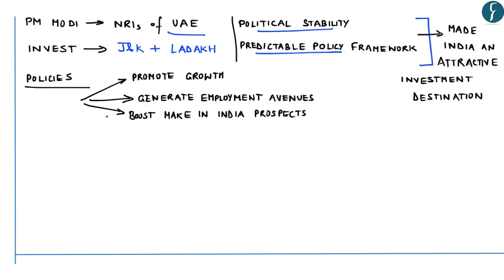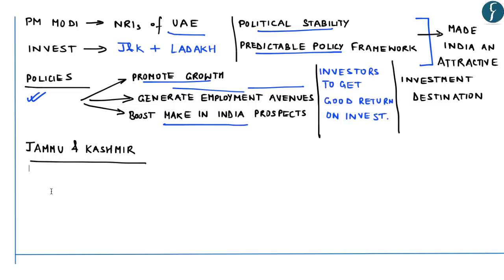Further, to attract investments from UAE, the Prime Minister highlighted that policies in India are framed in order to promote growth, to generate employment avenues, as well as to boost Make in India prospects. And in this regard, the Prime Minister also ensured that investors will get good returns on their investment in India. Now, emphasizing Jammu and Kashmir, the Prime Minister highlighted that Jammu and Kashmir has been neglected for years and urged the NRIs to invest particularly in the two Union Territories as they have huge scope for development.